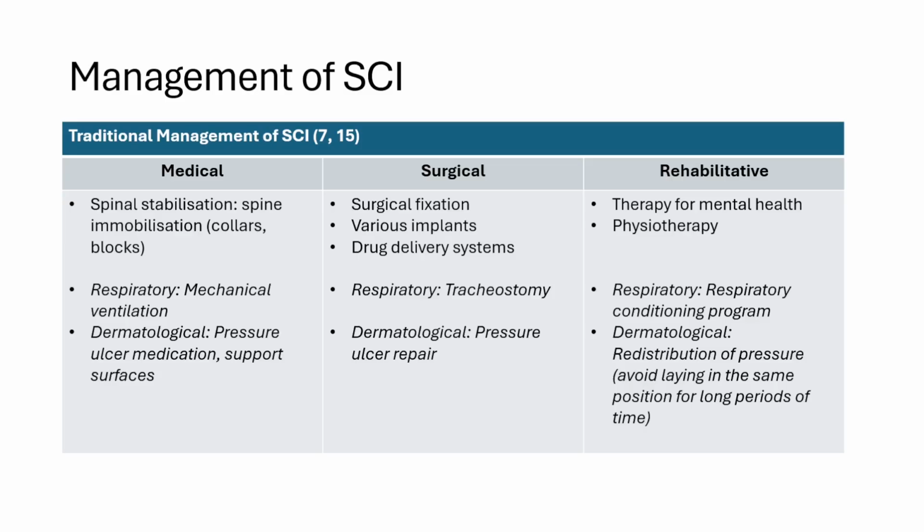So for the management of spinal cord injuries, there are various medical, surgical, and rehabilitative solutions. So a case study for respiratory conditions would be being prescribed a mechanical ventilation device. For surgical, tracheostomy surgery. Rehabilitative, you might be put in a respiratory conditioning program. For dermatological conditions, you might be prescribed pressure ulcer medications or support surfaces. Surgical, pressure ulcer repair. And for rehabilitative, the habit of avoiding laying in the same position for long periods of time, or the redistribution of pressure.